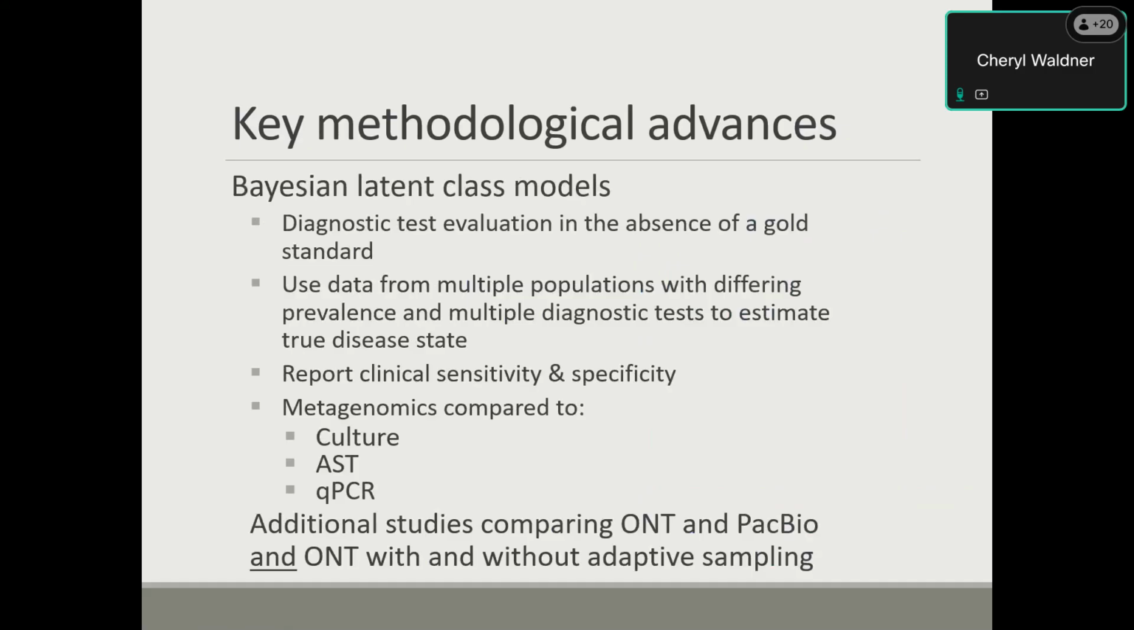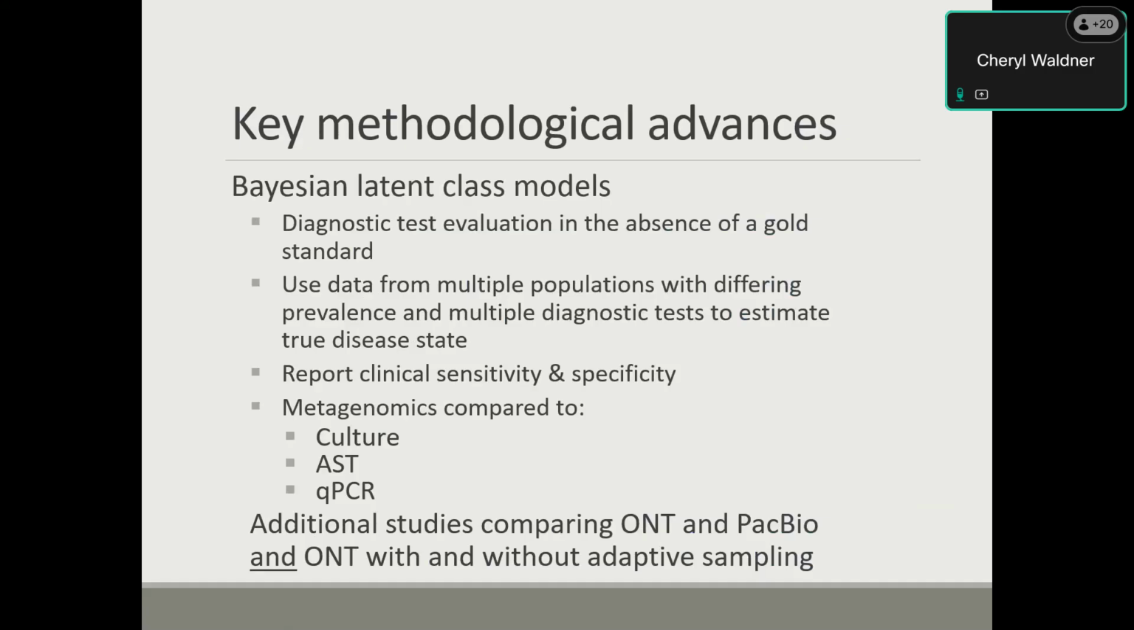So you need data from multiple populations with different prevalences. You need a couple of different diagnostic tests, but it basically allows you to get a really good assessment of the sensitivity and specificity of a protocol without having to assume that one of them is correct. And so we have compared metagenomics to culture, to antimicrobial susceptibility testing, to qPCR, and in fact, even to another test, recombinase polymerase amplification. And we have done some comparisons to whole genome sequencing. So we've got a bit of everything.